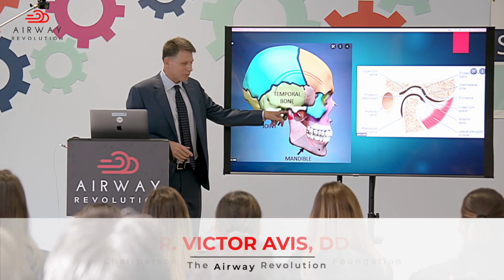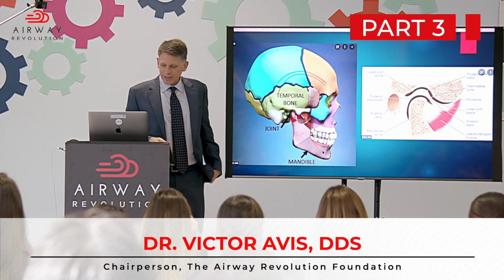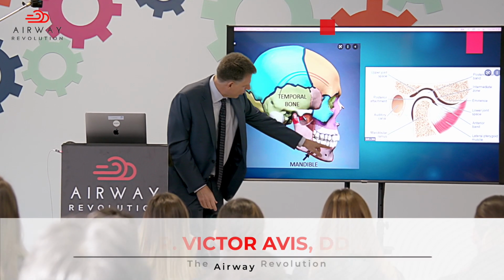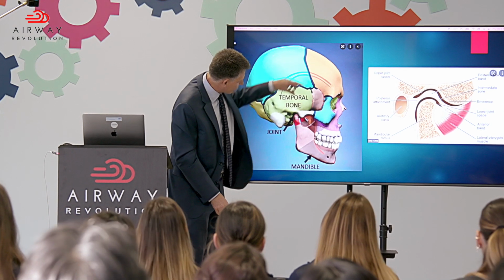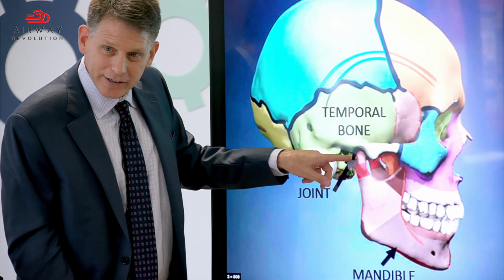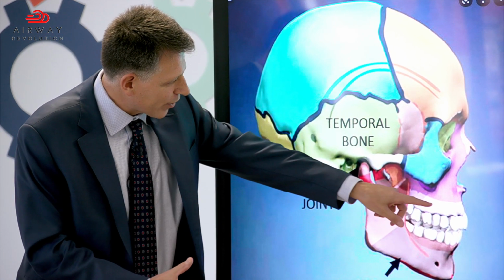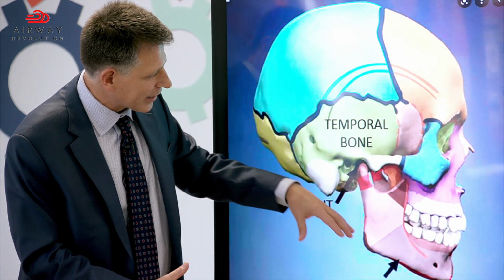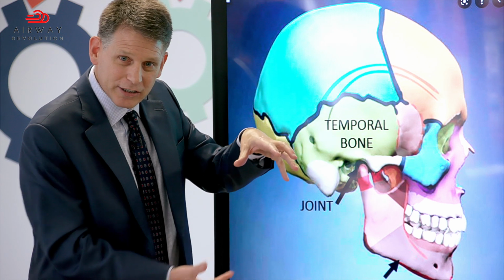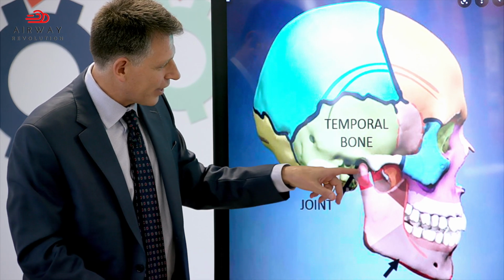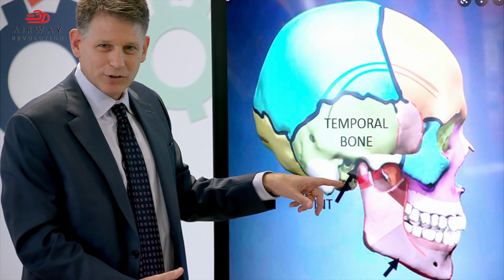This is called the temporomandibular joint. The lower jaw is connected to the cranium in this area. While the maxilla has a bony connection, the lower jaw articulates. It opens and closes. You all know that. And this is the hinge around which it opens and closes.